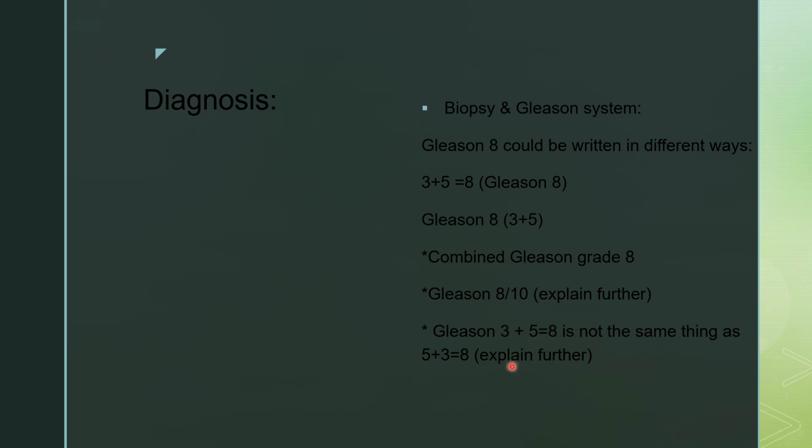Unlike the second man, where the most appearing ones will be the worst, number 5, and the least appearing ones will be the better one, 3. So the man with 5 plus 3 is worse compared to the man with 3 plus 5, though they both have Gleason 8. I hope you got it. Give me a thumbs up.